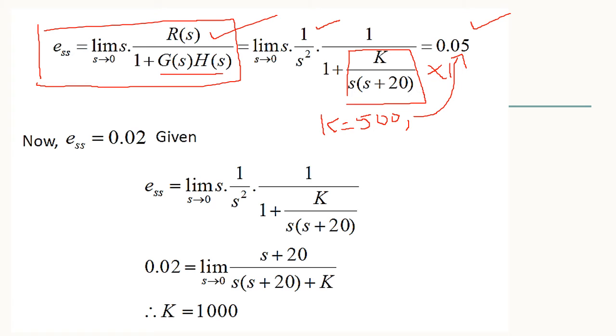Now if I want to fix the steady state error to 0.02 or 2%, then what should be the value of K? So we'll use the same formula. In place of ESS we substitute the steady state error, 0.02. So the value we get is K equal to 1000. So if I want to reduce the error, I can modify the value of K.